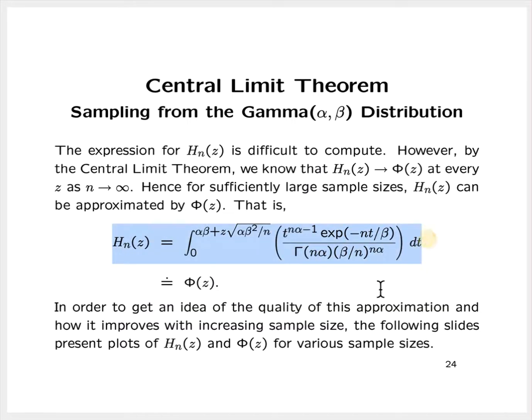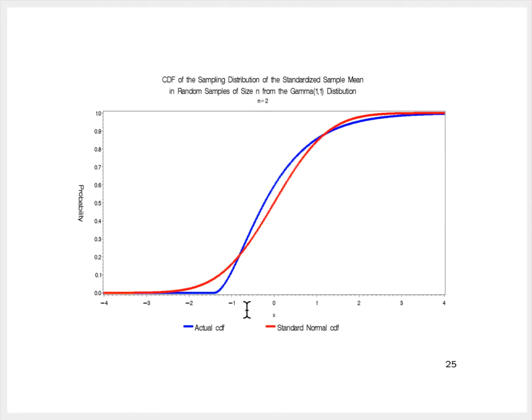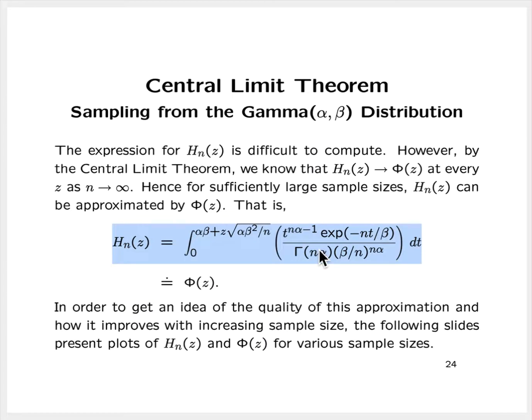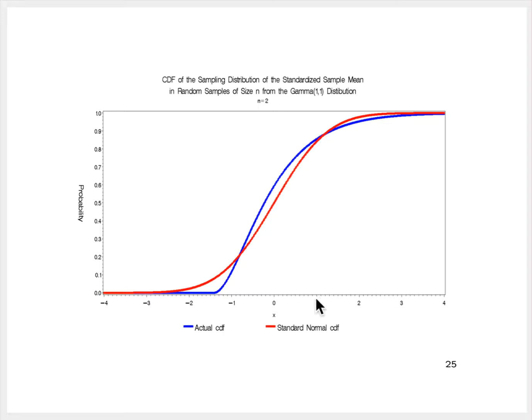So the blue curve is a plot of this function as a function of z. I'm using SAS to evaluate this integral and then plotting that graph, and that's the blue curve. The red curve is the standard normal CDF. What the central limit theorem is telling us is that as the sample size increases, the blue curve, which represents H sub n, and the red curve, which represents cap phi, should look closer and closer together.